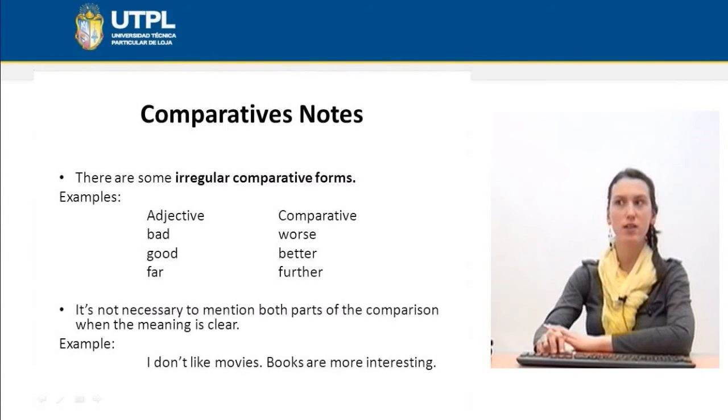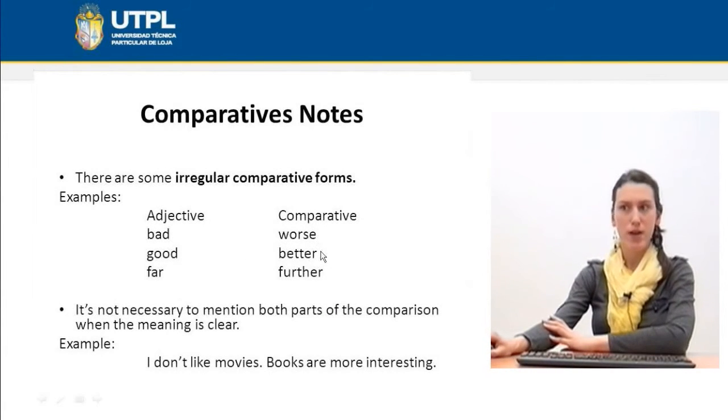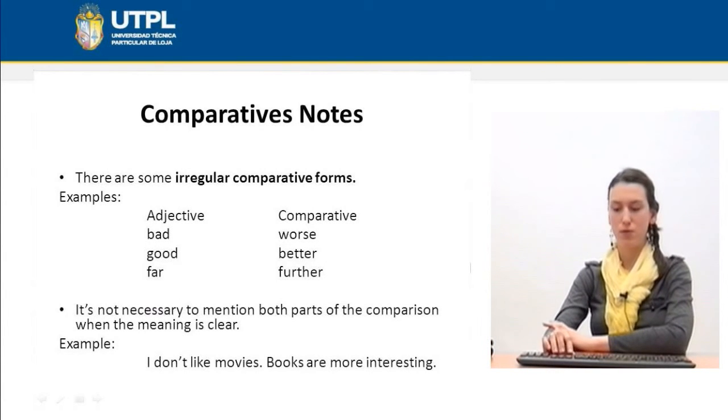There are some irregular comparative forms of adjectives and you have to be careful about using those. For example, bad becomes worse. Okay? Good becomes better. Far becomes further. These are irregular and do not follow the rules that we just saw.